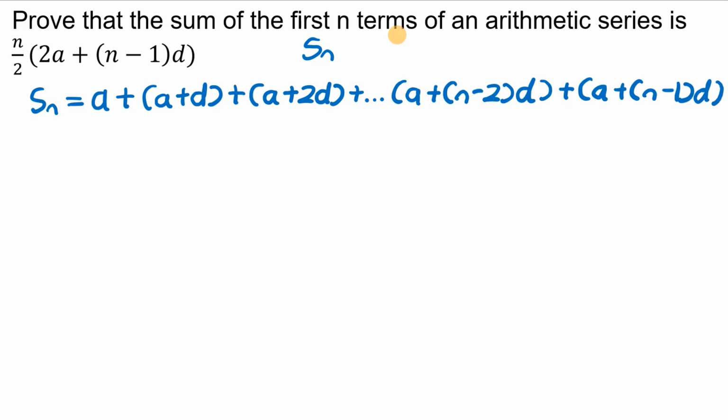So this here is what Sn actually is. This is the first term a, and then this is the second term a plus d, and then this is the third term a plus 2d, and this goes all the way up to the last term, which is the nth term. This is the formula for un, a plus (n minus 1)d. And then this is the second to last term here, a plus (n minus 2)d.